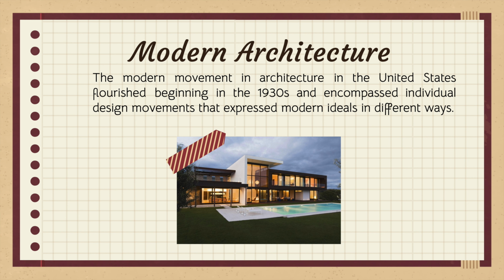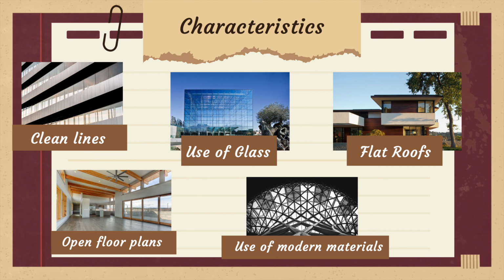The modern movement in architecture in the United States flourished in the early 1930s and encompassed individual design movements that expressed modern ideals in different ways. Modern architecture is often characterized through clean lines, use of glass, flat roofs, open floor plans, and the use of modern materials.